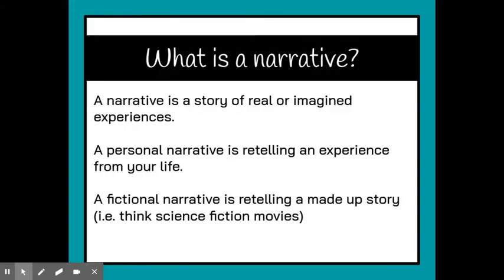So, what is a narrative in the first place? A narrative is the story of real or imagined experiences. A personal narrative is retelling an experience from your life, while a fictional narrative is telling a made up story. Think of those science fiction movies, Harry Potter, all those that we know are not true.